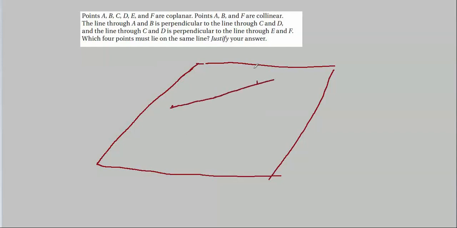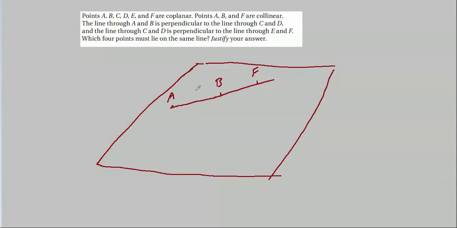Here's F, B. Yeah, I guess we'll put A at the end. Maybe we'll have to extend it, we'll see. A, B, and F. The line through AB is perpendicular to the line through CD. Okay. There's a line through AB somewhere in here, and it's perpendicular to CD.